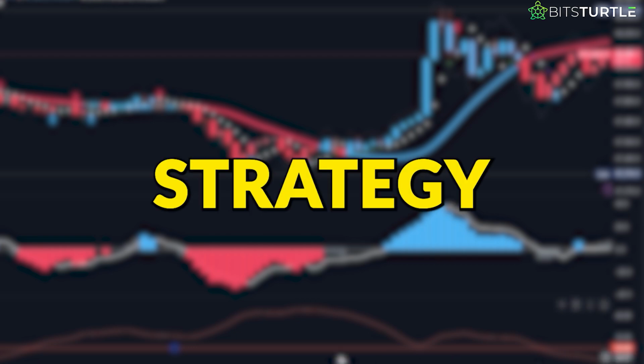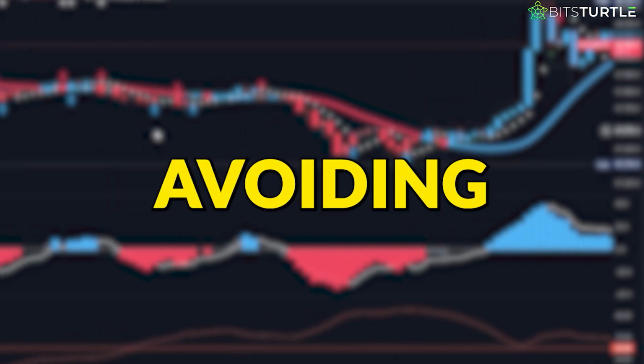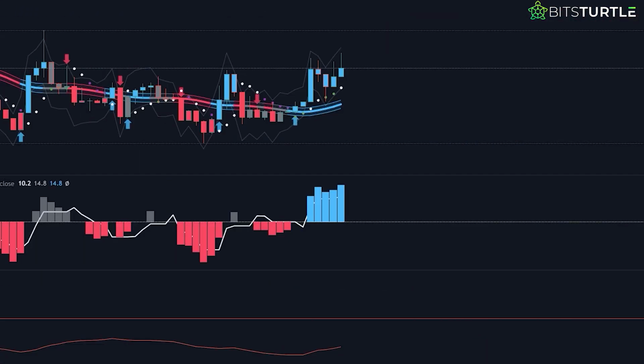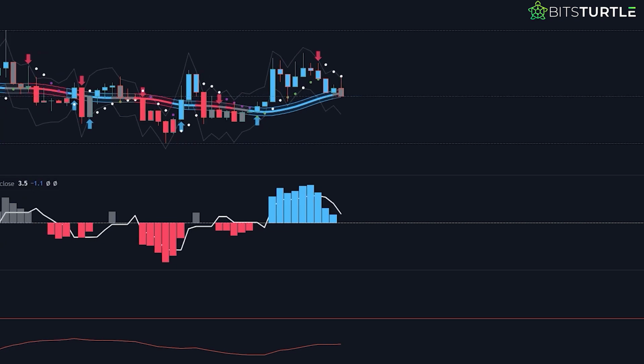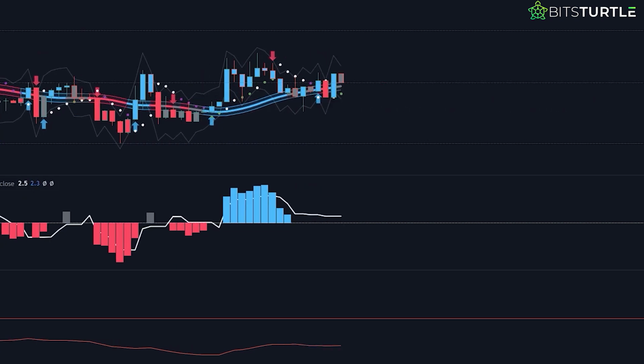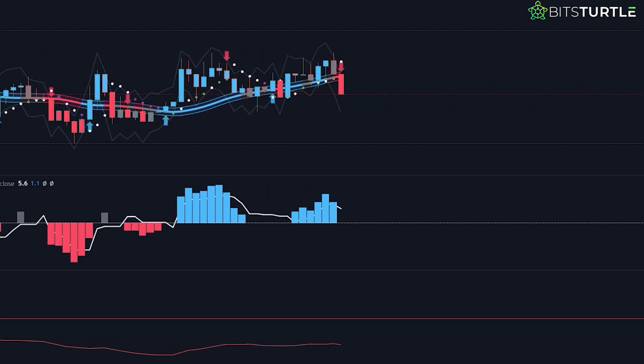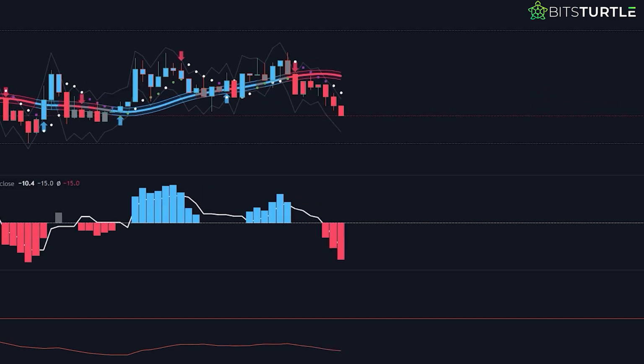There's no perfect strategy that catches every move while avoiding all false signals. But by combining SSL Hybrid with QQE Mod and optionally adding ADX as an additional filter, you'll be light years ahead of most traders in terms of trade quality.